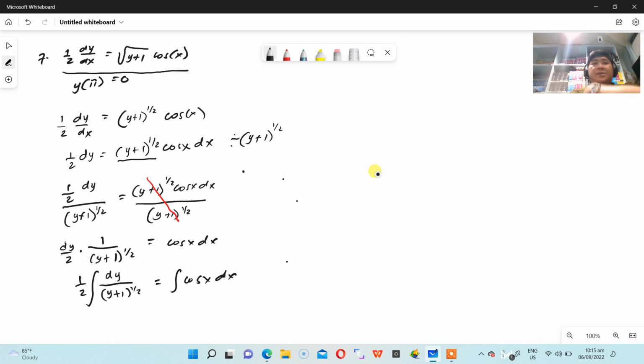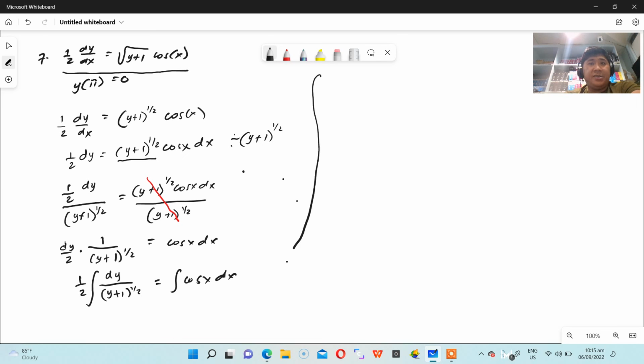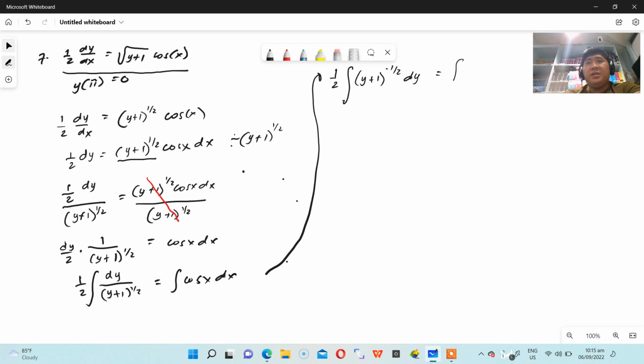The first one. So we could actually try this method. We could change this one as 1/2 integral of y plus 1 raised to the power of negative 1/2 dy equals integral of cosine x dx. Okay, so I think this is more manageable.